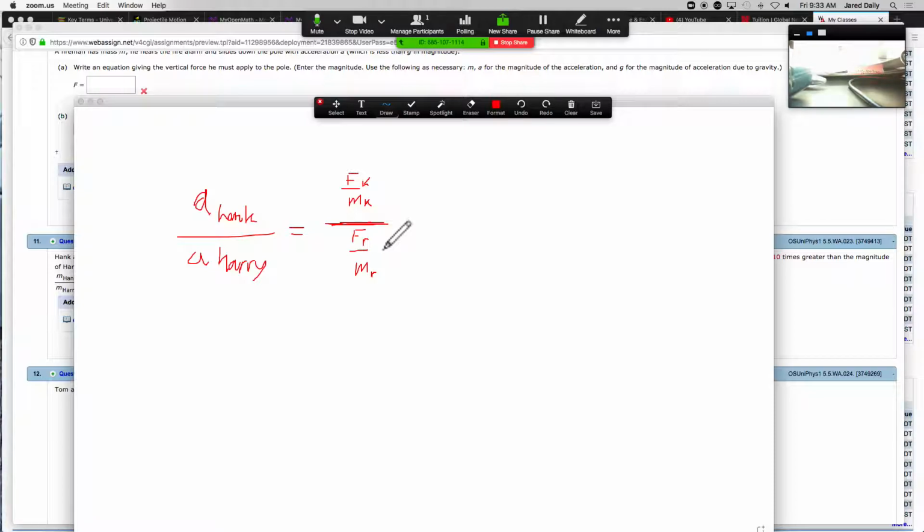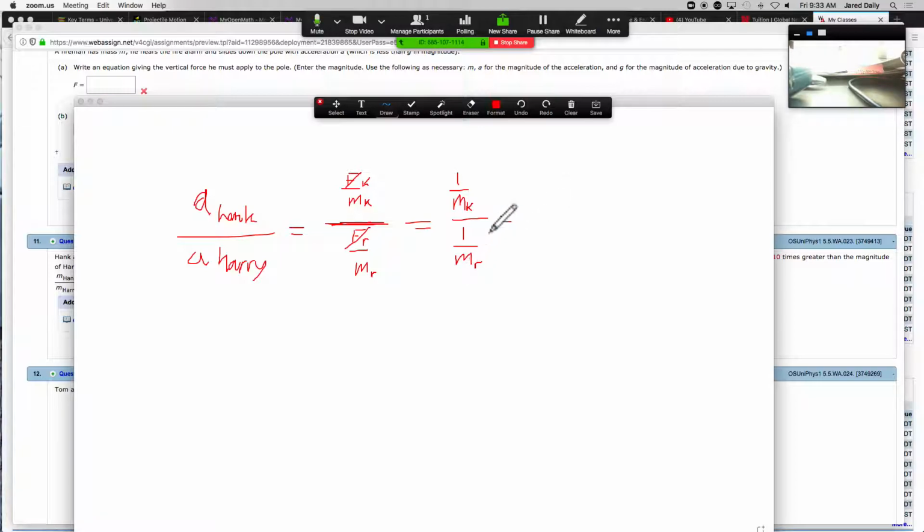And what do we know about those two pulls? They are equal and opposite. So the force that Hank feels is equal to the force that Harry feels, and the force that Hank pulls with is equal to the force that Harry pulls with. So these two things actually cancel each other out. So we end up with 1 over, don't forget that there's still a 1 here, 1 over mass of Hank over 1 over mass of Harry. Now this can be simplified. How does this get simplified? Yeah, we multiply reciprocals and cancel everything out.